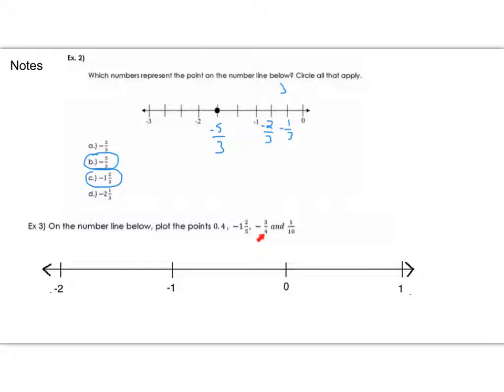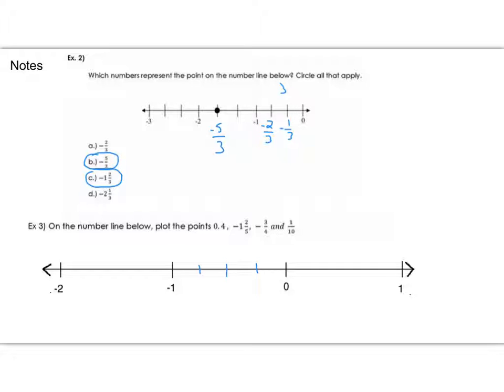So I'm going to do -3/4 first. So that's not -1. It's going to be between 0 and -1. So I'm going to partition this into 4 pieces. So let me go ahead and do that. I'm going to divide it in half, and then divide it in half again. That gives me 4 pieces.